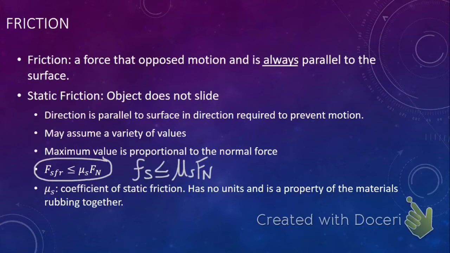This is a property of the materials that are rubbing together, so it will change from situation to situation. You will be given this kind of information in a problem or enough information to solve for that value. This is one of your few values that is allowed to be unitless. All right, so that's what you're looking at here.